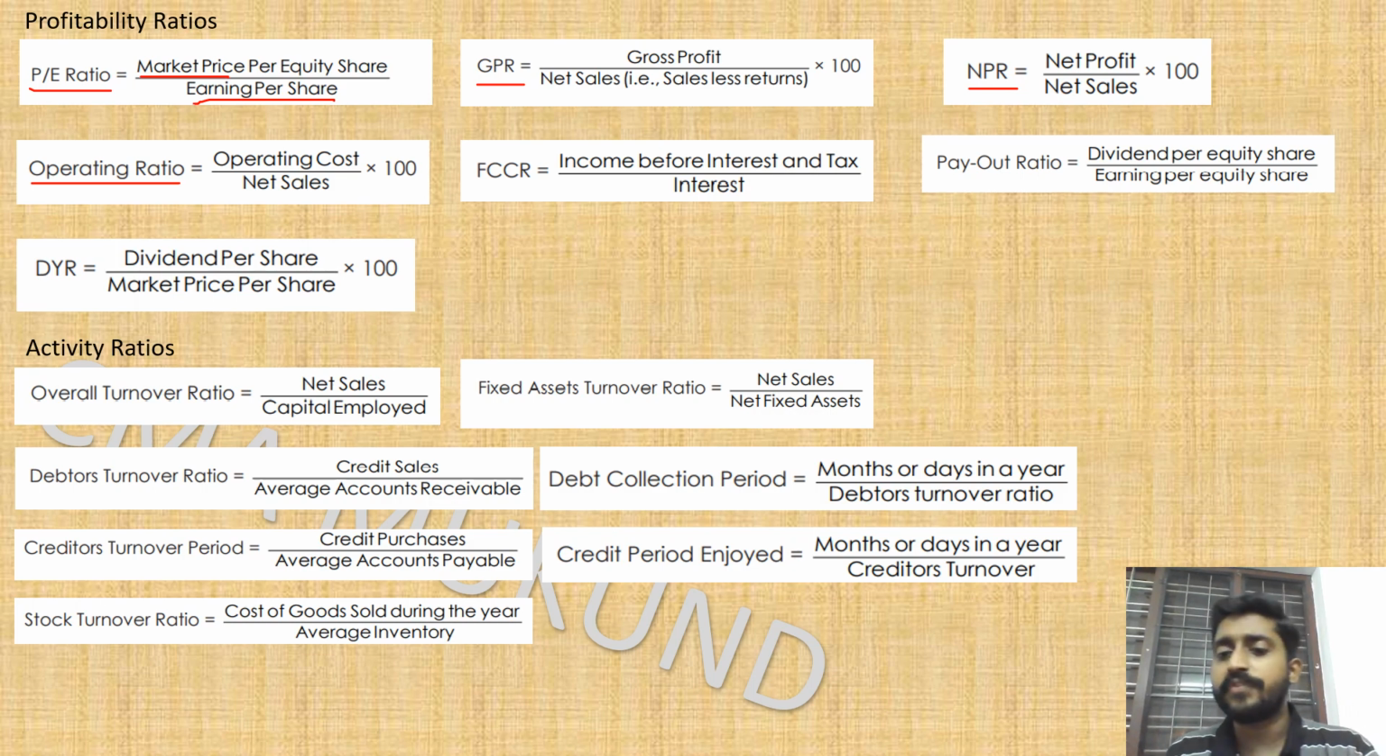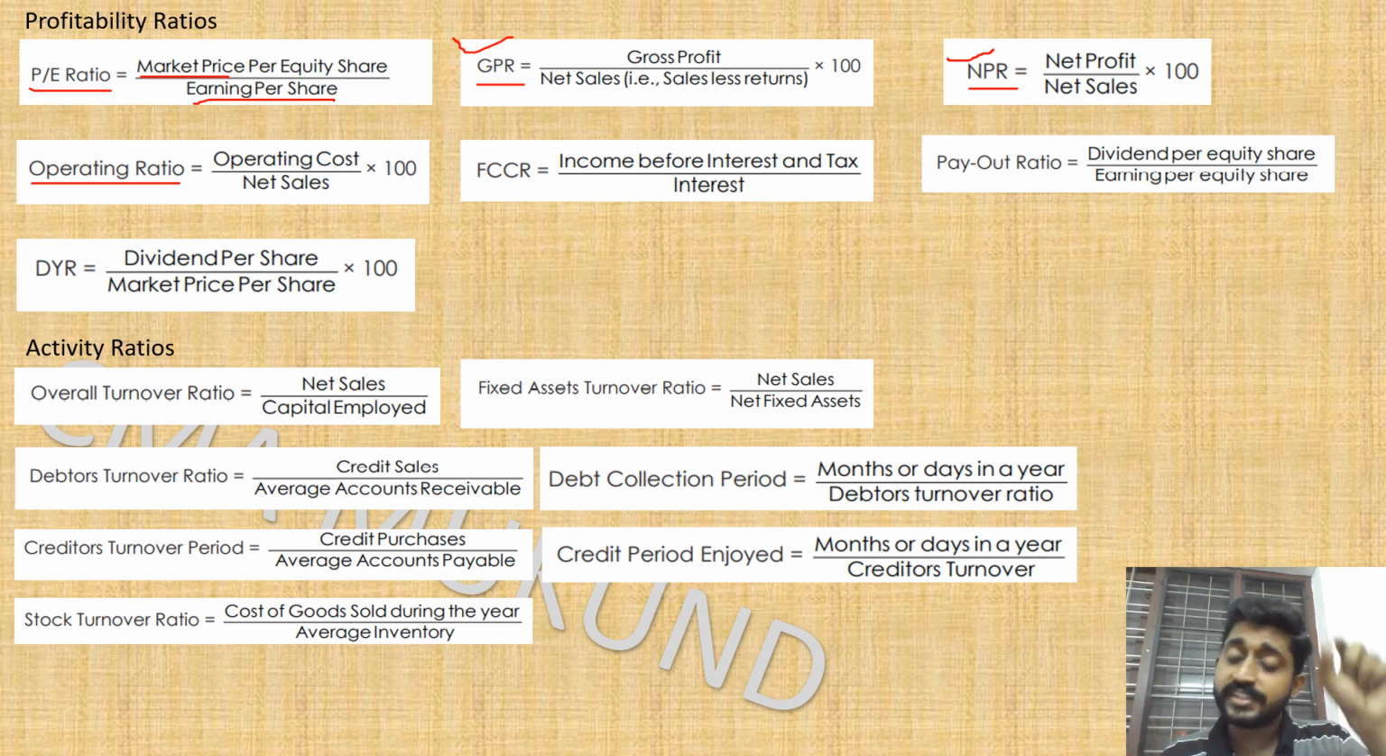Next is the gross profit margin. We all very well know it is the gross profit as per the P&L divided by the net sales. In the same way, the net profit ratio is net profit as per the P&L divided by the net sales. So we are very sure about the net profit ratio, and we are very sure about the gross profit ratio. There is no doubt at all.